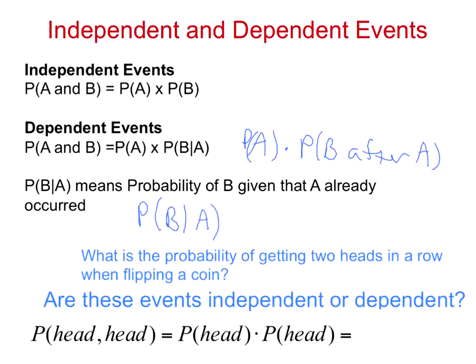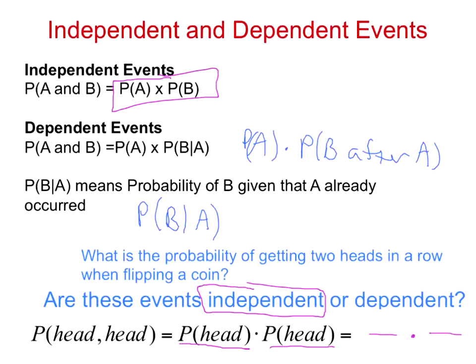So let's try this one. There's an example at the bottom. What's the probability of getting 2 heads in a row when flipping a coin? Are these events independent or dependent? Meaning, the first time you flip, do you have the same probability the second time you flip? Yeah, you do. So these are independent. Can we circle that word? Independent. So what formula am I using? The probability of my first one times the probability of my second one. Meaning, the probability of getting a head times the probability of getting a head.